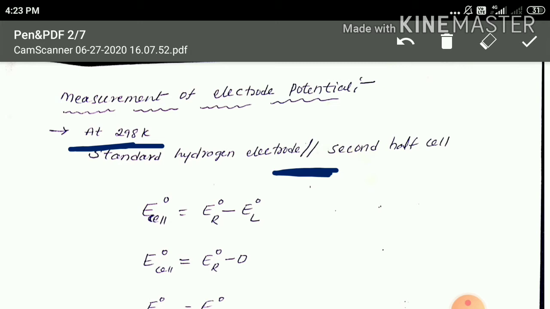At that time, here you already know the electrode potential value of the standard hydrogen electrode. What is the electrode potential of standard hydrogen? That is 0.